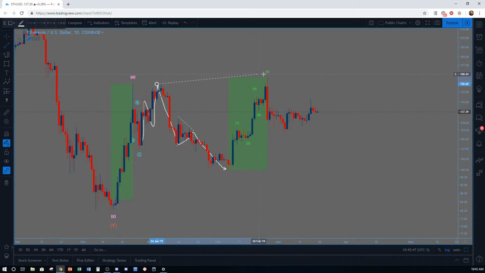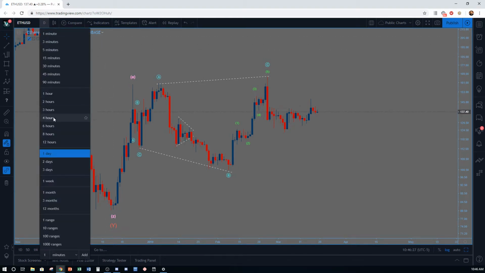In my opinion, we've now formed a flat right here in the middle. 3, 3, 5. Gives us an ABC formation. A, B, C. So now we have A, B, C, A, B, C, and whatever this thing is here. What is this hideous mess going in over here? Let's go back down to a 4-hour and take a look at this.